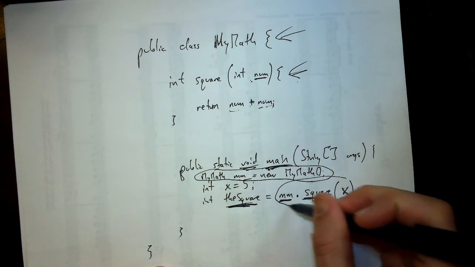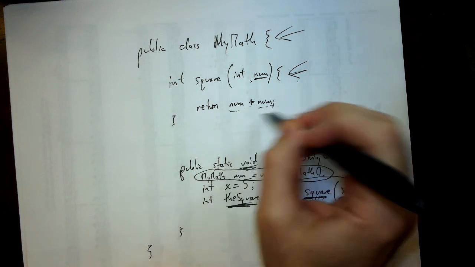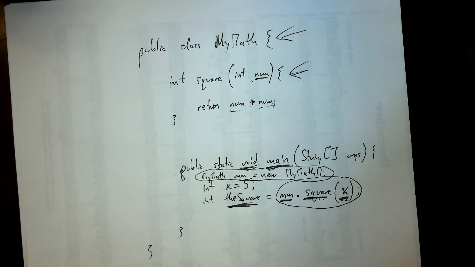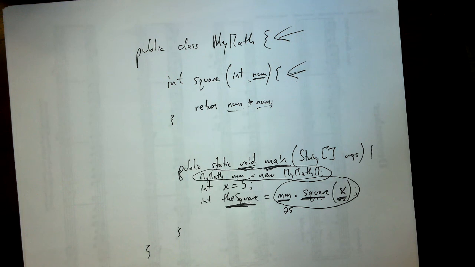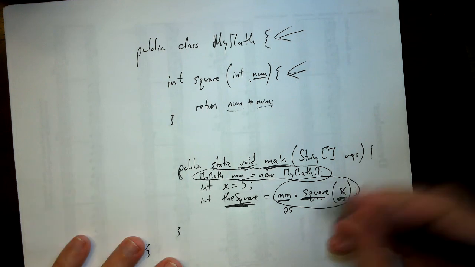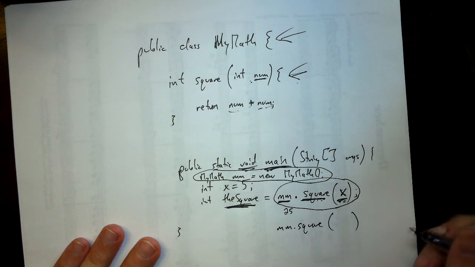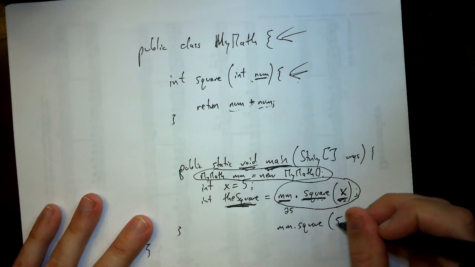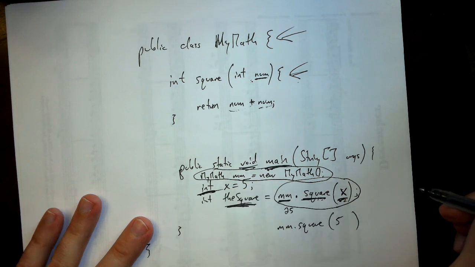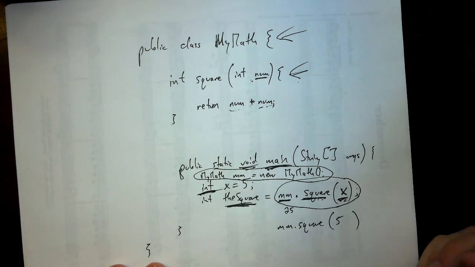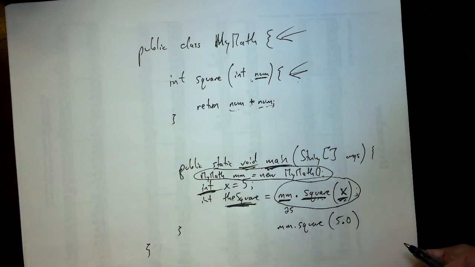It basically takes this whole thing and replaces it with whatever the return statement is. So this will return 25. So I can actually put anything in square as long as it's an integer. I could put the number 5. I could put this variable x, which is an integer. Anything that's an integer I can pass in here. If I tried to do 5.0, Java would complain because that's not an integer.